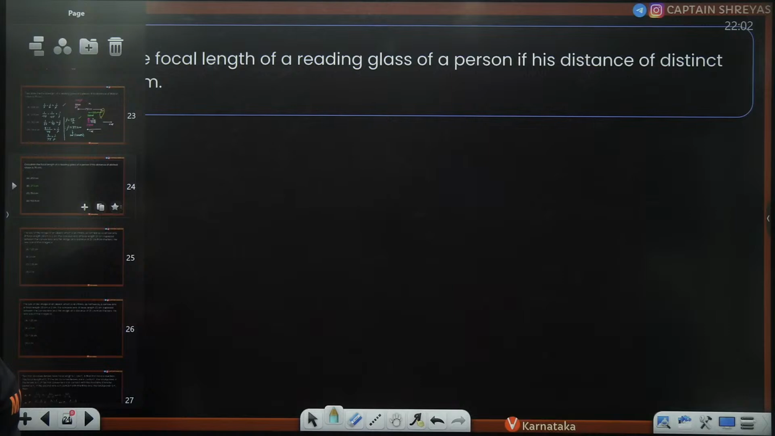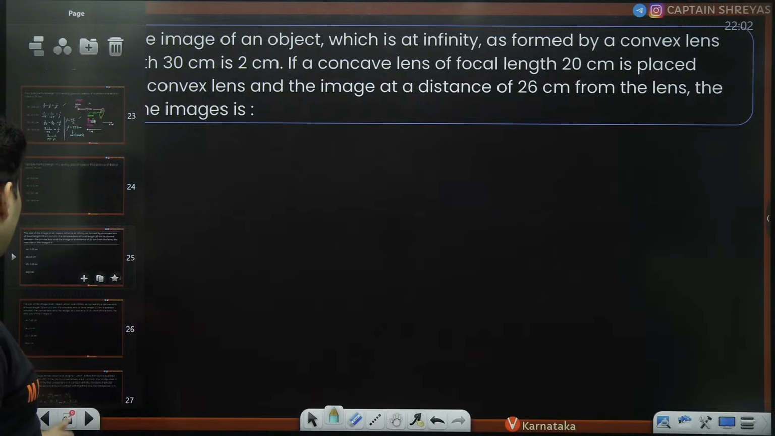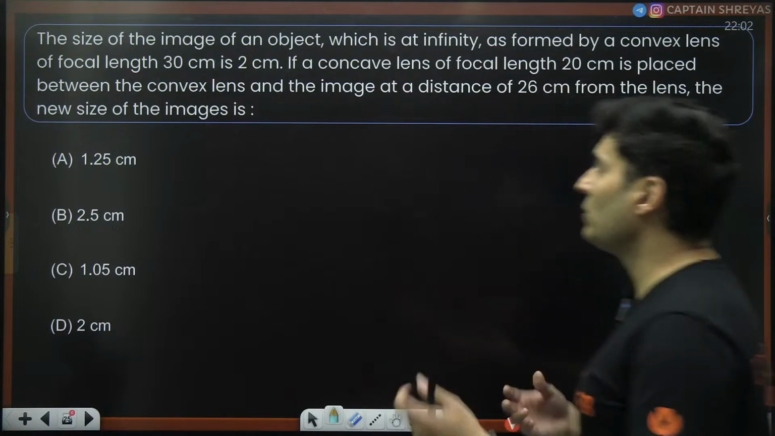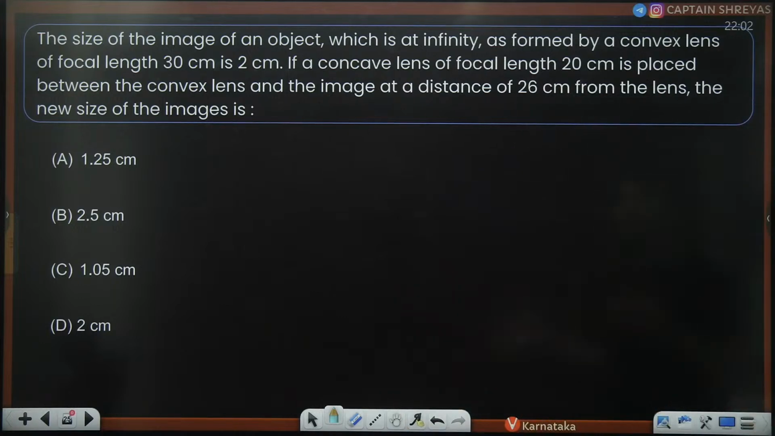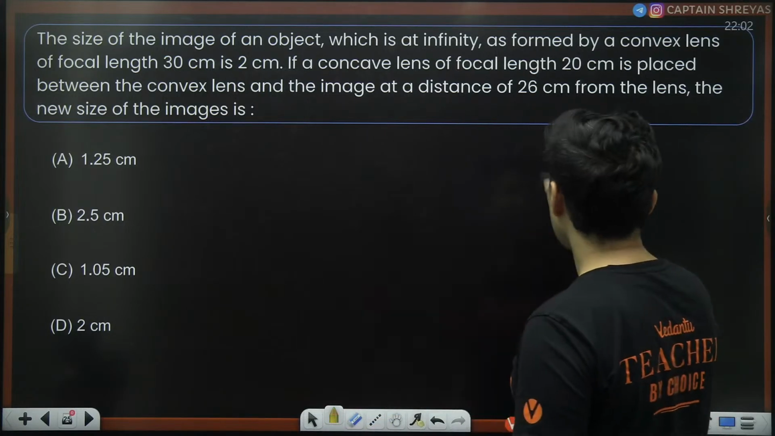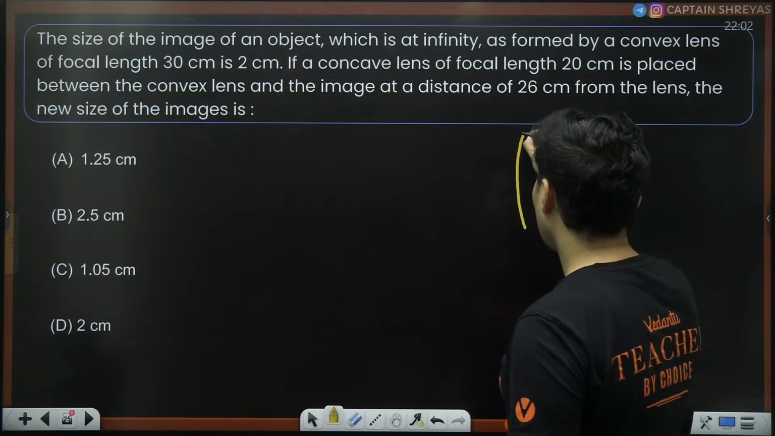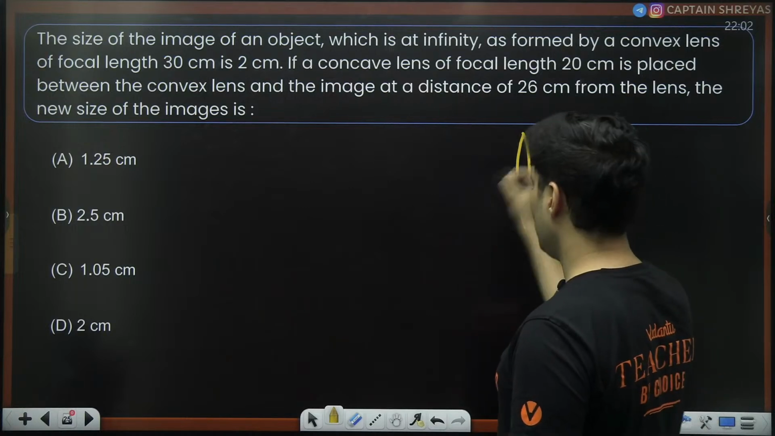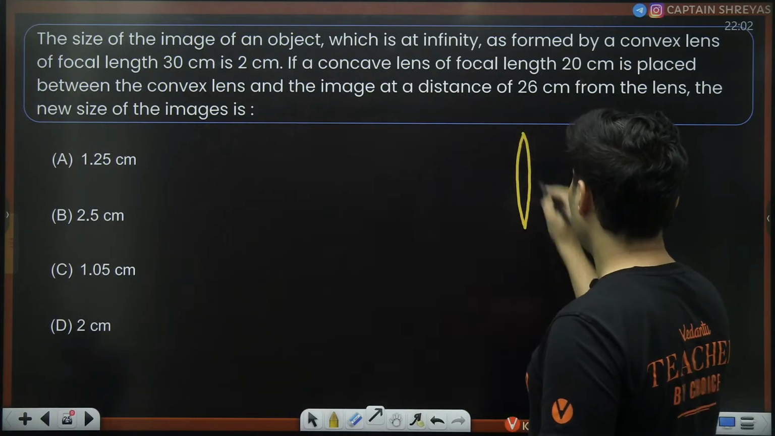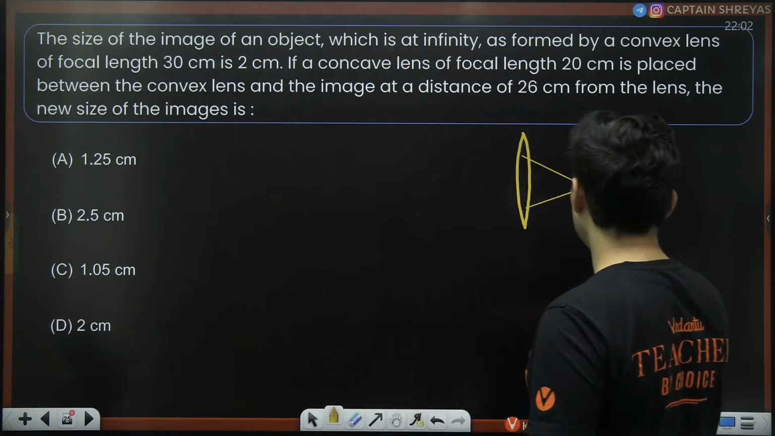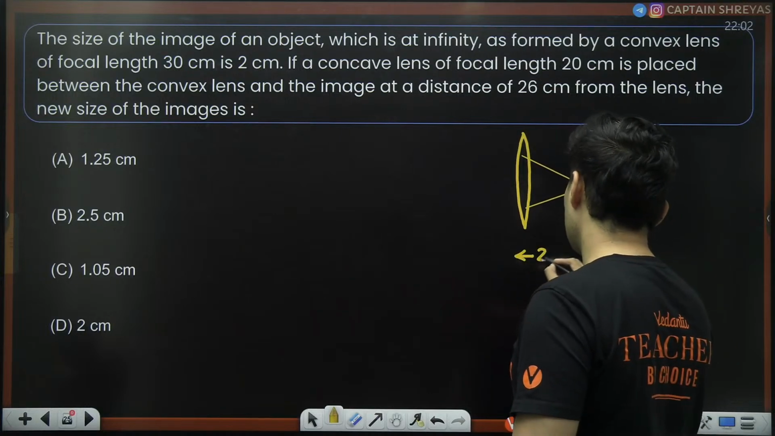Yeah, answer is 37.5 centimeters. Perfect. Let's have a look at the next question. This is one of the very nice questions. The size of the image of an object which is at infinity, as formed by a convex lens of focal length 30 centimeters, is 2 centimeters. So there is a convex lens, focal length is 30, and the image is formed over here at a distance of 2 centimeters.